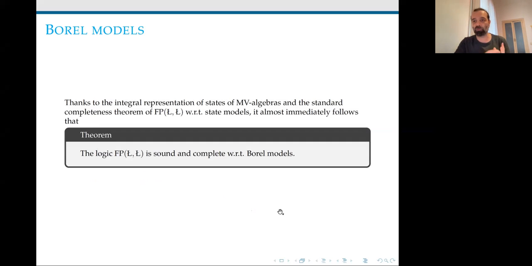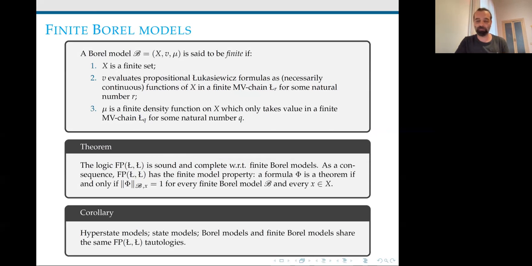And well, this is not really exciting. The logic, of course, is complete. I mean, here we are just representing states in another way. There is nothing really exciting behind this result. But what is interesting is that using Borel models, we can prove that the logic FP(L∃) has the finite model property, and finite in quite a strong sense. Because for a Borel model, so we have a set, an evaluation, and a regular Borel measure mu.